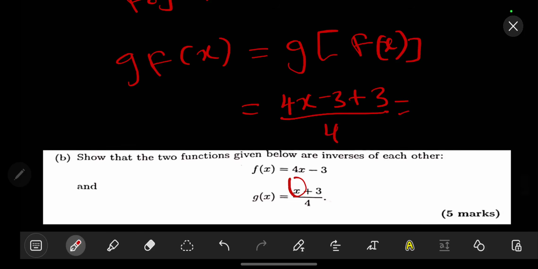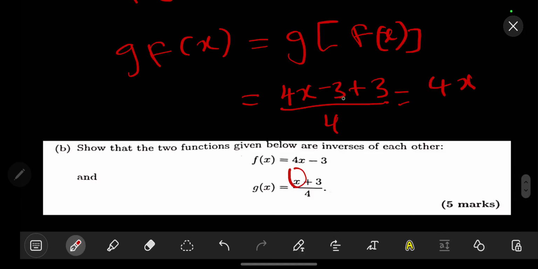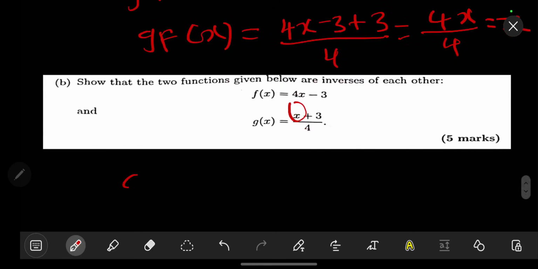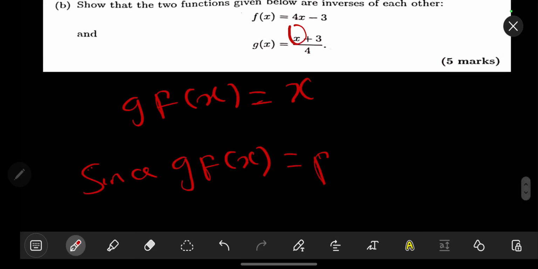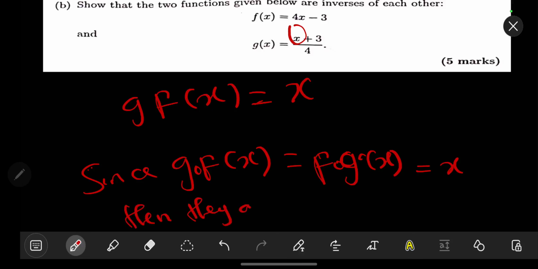So what we are going to get is that we have 4x, negative 3 plus 3 is 0, then we have over 4. This will give us our x, like that. So this is our g of f of x. So even g of f of x is giving us x. That means to say, since our g of f of x is equal to our f of g of x, which is equal to x, then you can say they are inverses.